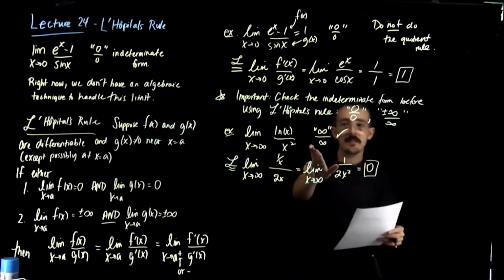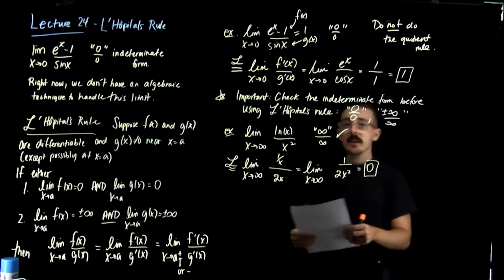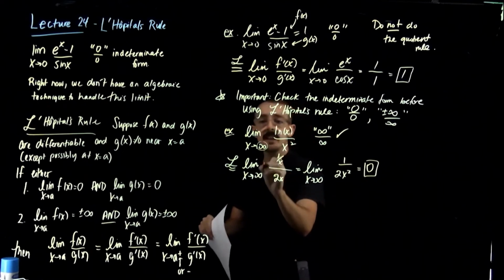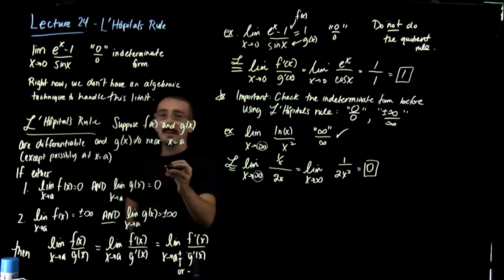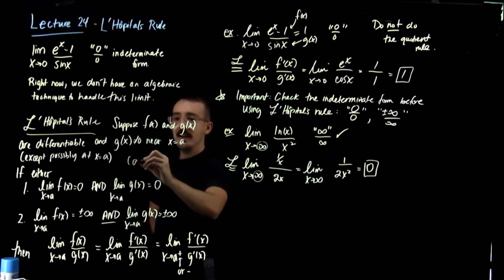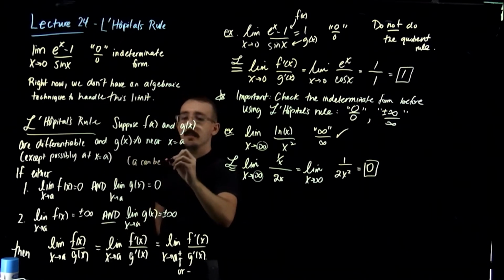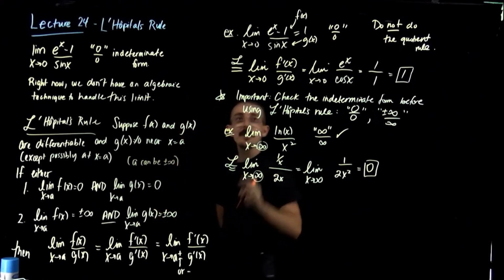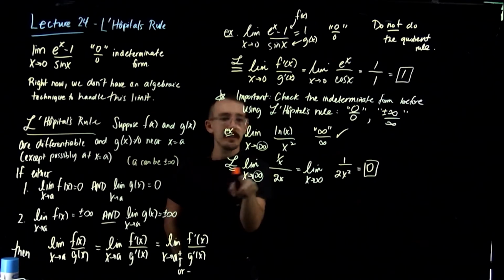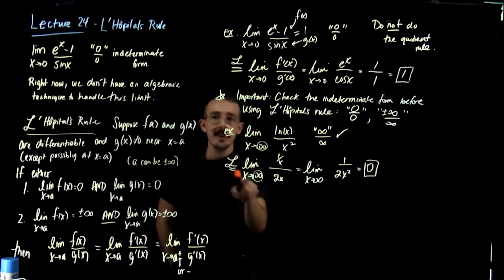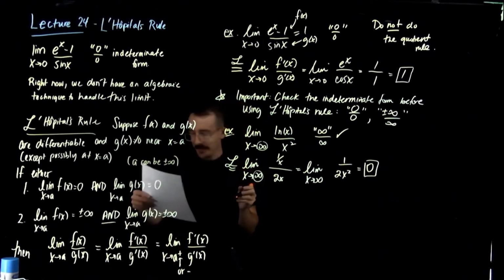Okay? So again, we checked first, and then we applied it. Notice that x doesn't have to just go to a finite number. Over here, I can say a can be plus or minus infinity as well. So you don't have to just go to a finite number like I did here with 0. A can also be positive or minus infinity. Okay? So keep that in mind.